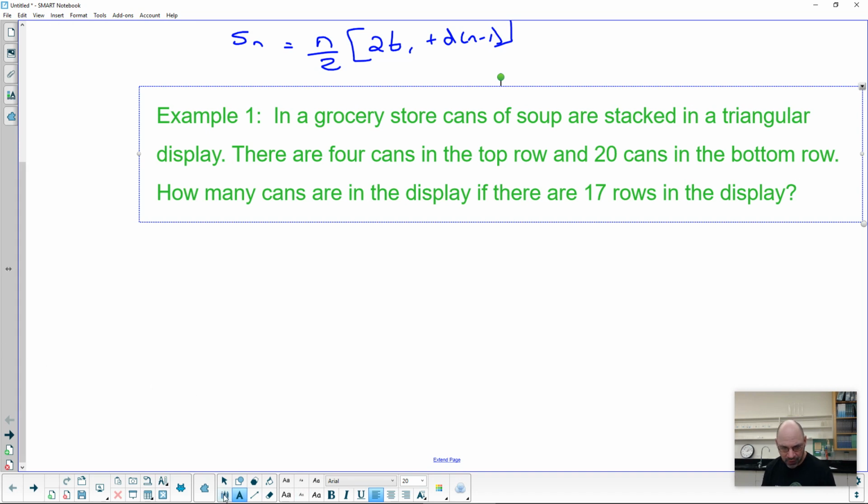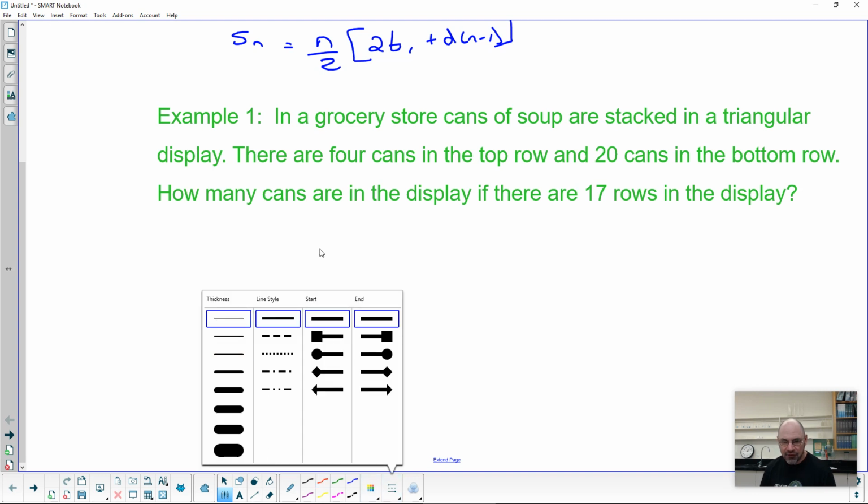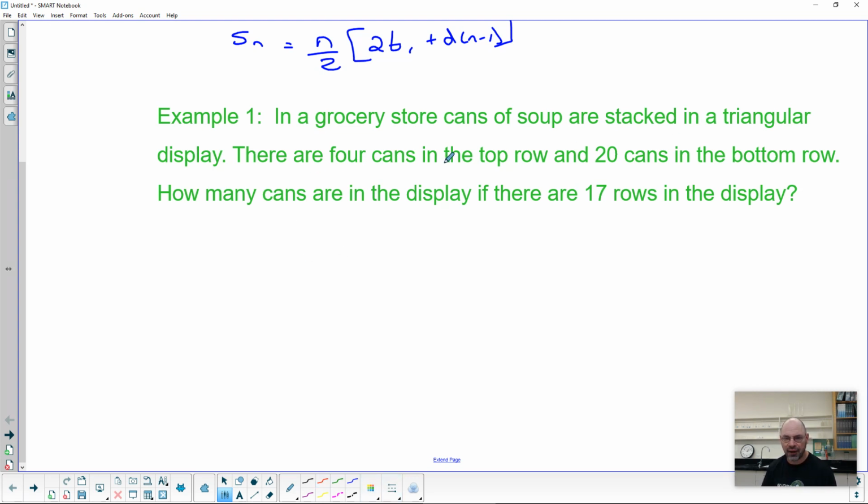So let's get to the marker here. The first thing, there are 4 cans in the top row. If we call that the first term, T1, the top row will be our first value. There's 4 cans in the top row, then the second row, third row, fourth row, and so forth. And then it says 20 cans in the bottom row, so 20 cans in the bottom row is the 17th row.